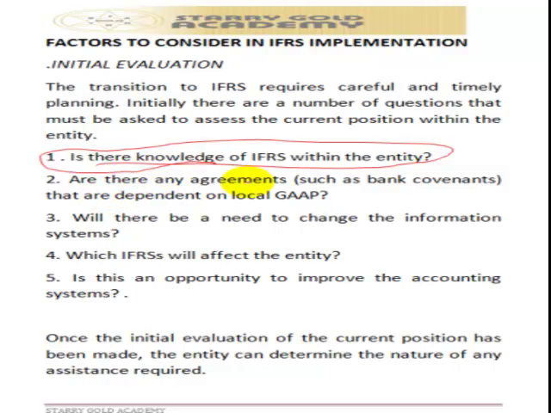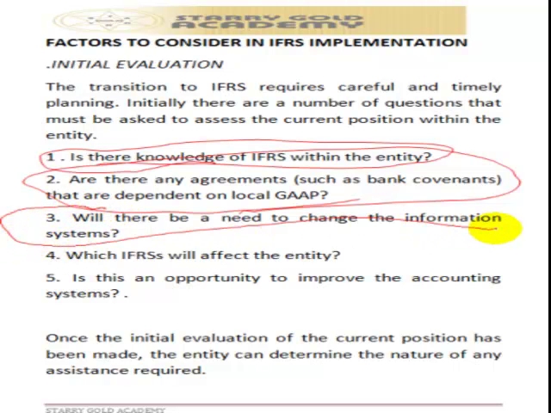Another thing is, are there any agreements that are dependent on local GAAP? That is, is there any bank covenant or any contract at all that is solely dependent on local GAAP? All these questions need to be answered. Then the third one is, will there be a need to change the information system? Definitely there is going to be a need. With IFRS, most of the information systems may likely be changed in line with the new standard. Accounting manuals may need to be rewritten again to comply with IFRS.